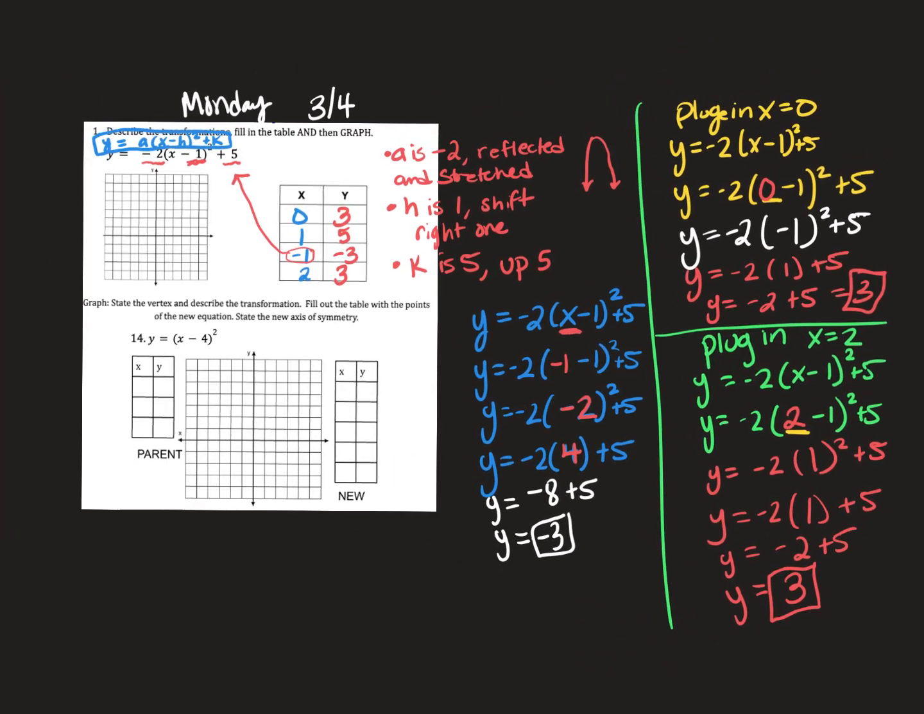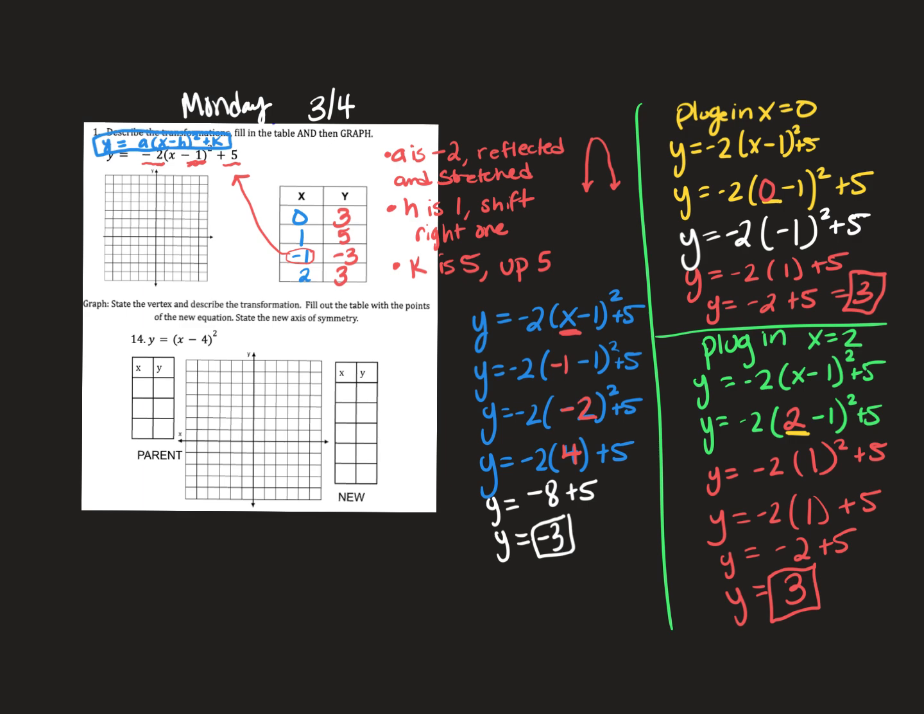So I'm going to plot them. I have 0, 3, which is right here, 1, 2, 3. It's kind of small, but right there. I have 1, 5, which is right there. Sorry, I started to doubt myself. So yeah, 0, 3 is right here. 1, 5 is right here. Negative 1, negative 3 down here. 2, 3 is right here.